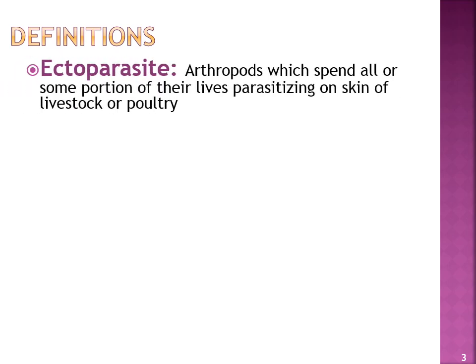First of all, we will start with some definitions about the course, including what is ectoparasite. Ectoparasite is any arthropod which spends all or some portion of their life parasitizing on the skin of livestock or poultry. In some cases, the parasite may be totally dependent on the host, which is described as obligatory parasitism.